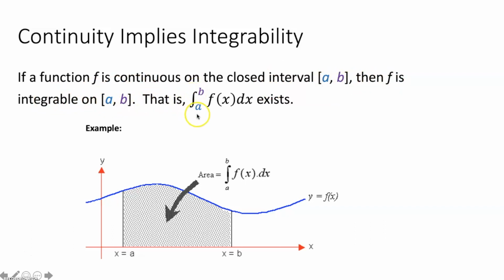That is, the integral from a to b of f of x dx exists. So all this is saying is that if you know your function is continuous on a given interval, there's no discontinuities within that given interval, then you know that you can take the definite integral of that function on that given interval. You can find the exact area under the curve of that given function on that given interval, just because the function's continuous.